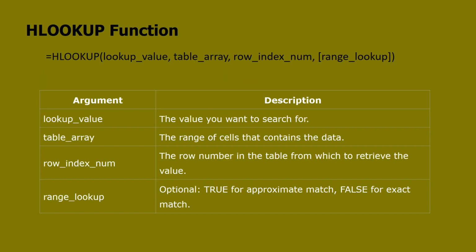Now let's look at the HLOOKUP function. Equal HLOOKUP within brackets lookup value. Lookup value is the value you want to search for. Comma table array. Table array means the range of cells that contains the data. Then row index number. It is the row number in the table from which to retrieve the value.